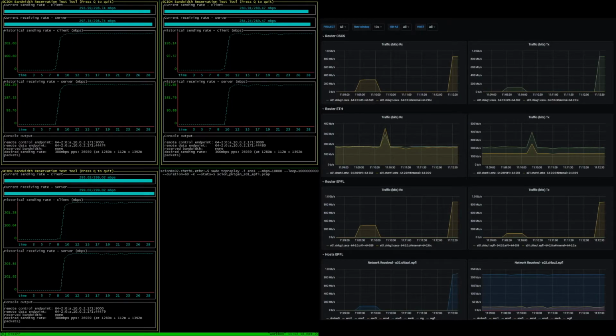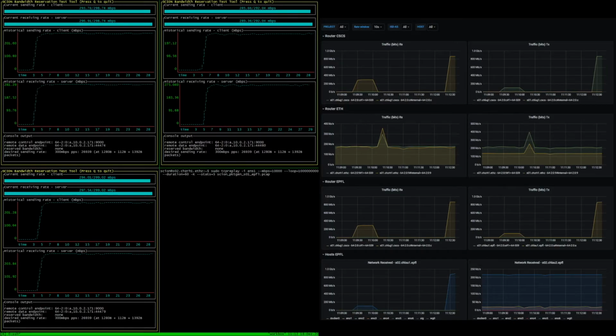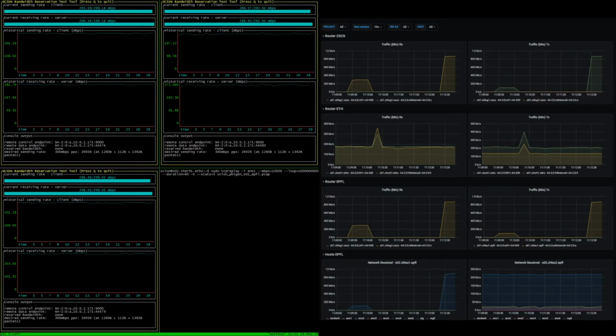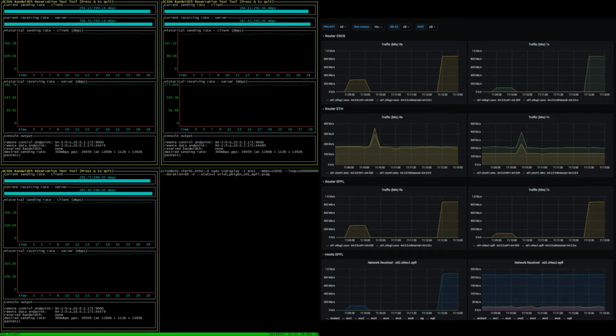So at the top, you can see the router metrics. It gets 900 megabits per second input and it outputs 900 megabits per second. The router at EPFL reports the same numbers. And if you look at the lower left node, the first EPFL node gets also around 900 megabits per second.